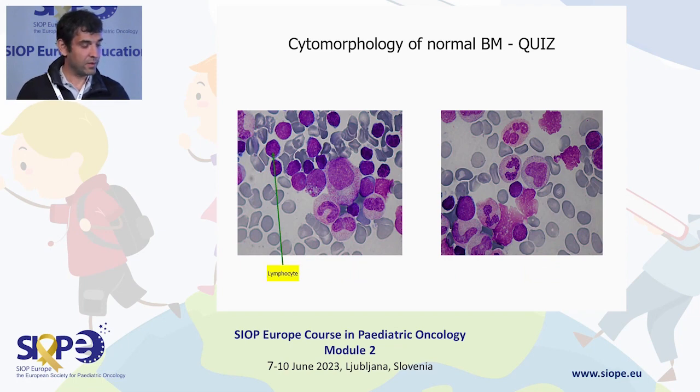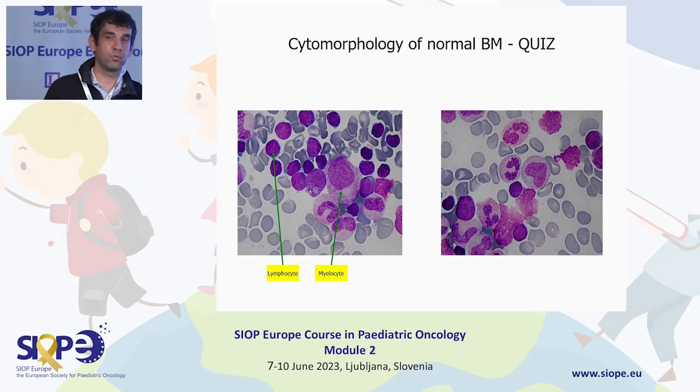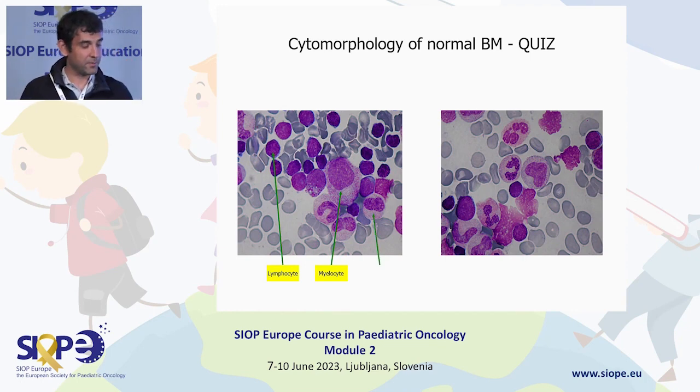This is also again a lymphocyte. What's this? What would you say? Promyelocyte. Promyelocyte? I would say myelocyte. Why? Because the cytoplasm is not that deep blue anymore, but you still have the perinuclear lightening. So we could, of course, debate, but I would say it's a myelocyte.